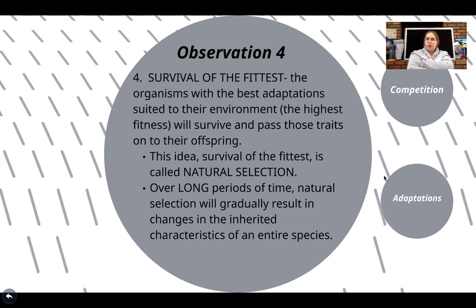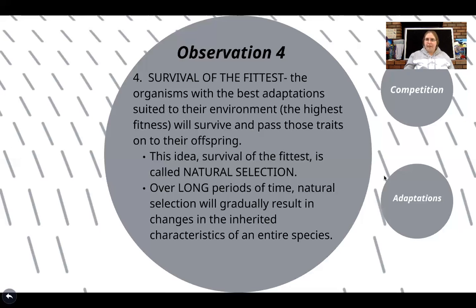Now, Darwin's term was survival of the fittest, but now we call it natural selection. So essentially, nature is selecting for the best adaptations, the best chances of survival. Over long periods of time, natural selection will gradually result in changes in the inherited characteristics of an entire species. We said maybe at some point there were squirrels with longer tails, even longer tails than there are now. And then there was one that was born with a mutation. That mutation shortened the tail just a little bit.